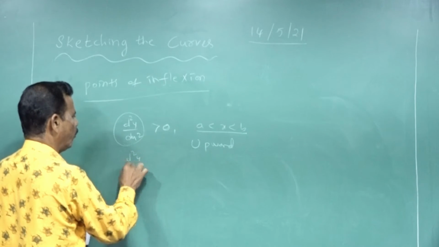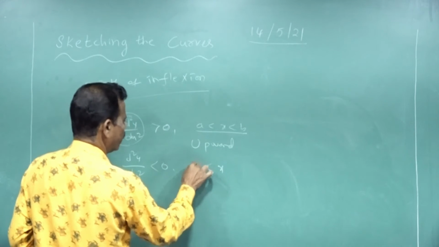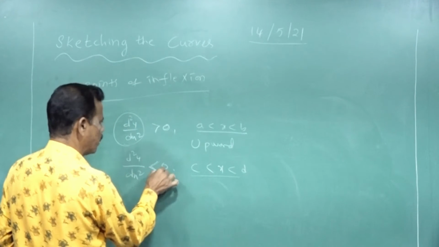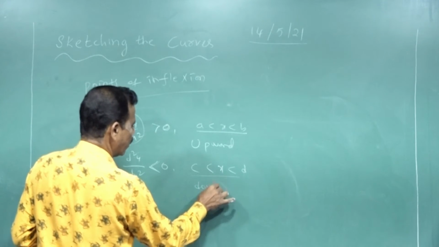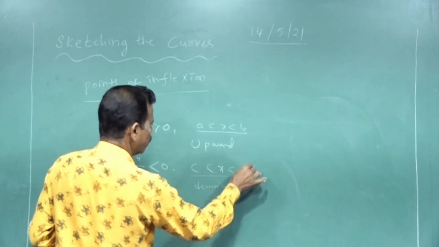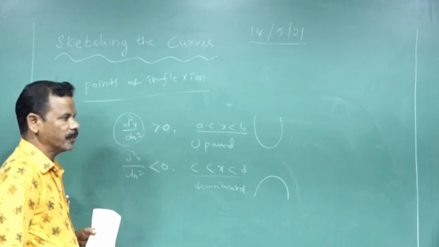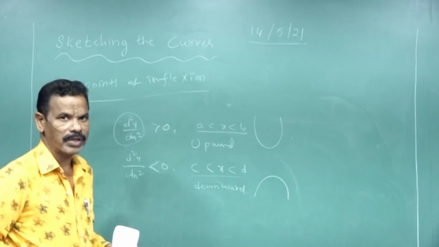If d square y by dx square is less than 0, suppose x lies between c and d, then in between these it is less than 0, that's why the concavity is downward. So upward means like this, downward means like this. That is the concavity in the particular intervals.